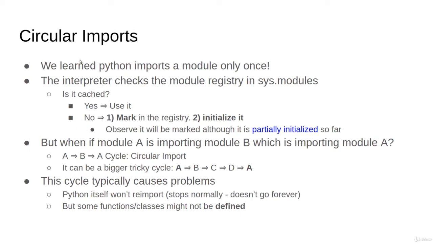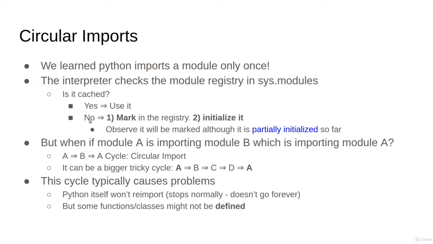We learned that when Python does an import for a module, it only imports it once. Here are some details about what happens behind the scenes. The interpreter first checks if the module exists in the registry, the sys.modules dictionary. Then it's one of two cases. If it has been used before during the session, it's going to use it, since it is cached in the sys.modules dictionary.